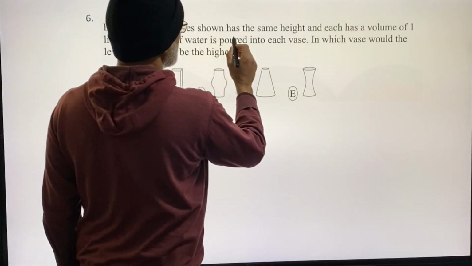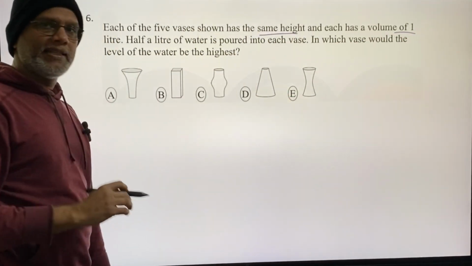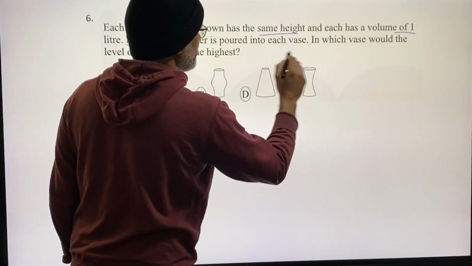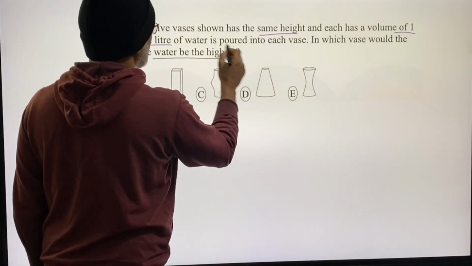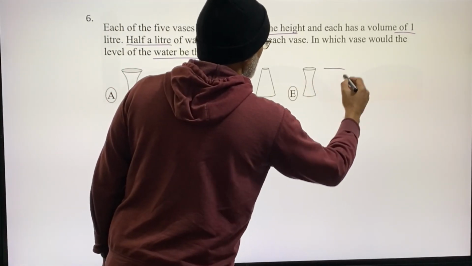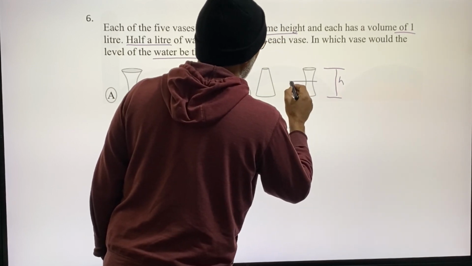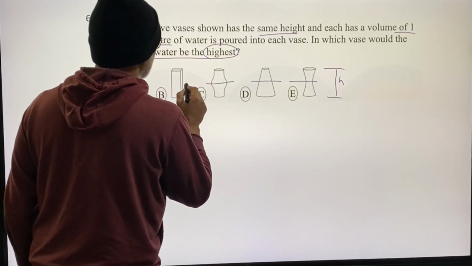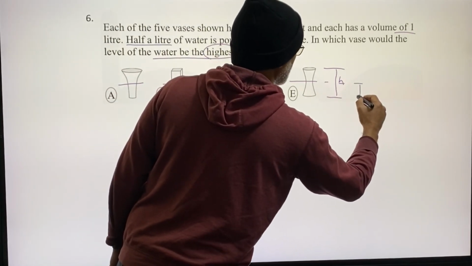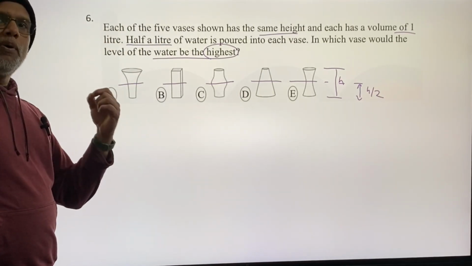Each of the 5 vases shown has the same height, and each has a volume of 1 liter. So each has the same height and same volume. Half a liter of water is poured into each vase. In which vase would the level of the water be the highest? Okay. All right. So let me call this total height h, and let me draw a line at half. This line is h by 2. So each has a volume of 1 liter.